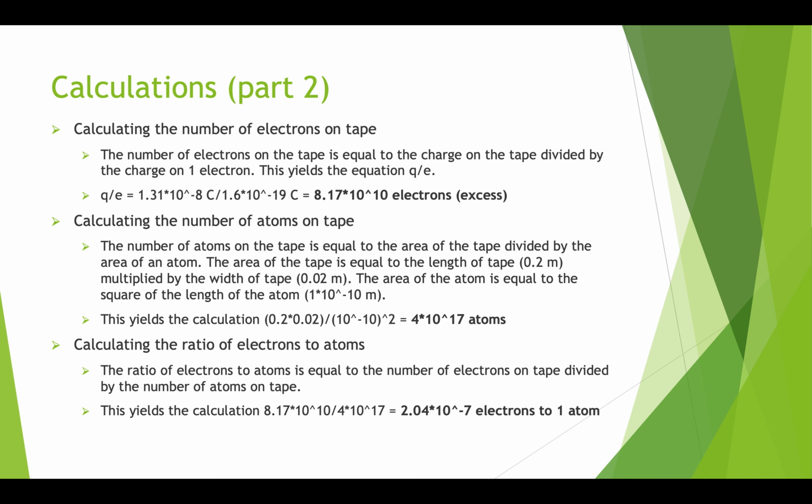Next, I calculated the number of electrons on the tape, which is equal to the charge on the tape divided by the charge on one electron. This is the equation Q divided by e, which led to the result of 8.17 times 10 to the power 10 electrons in excess. Then I calculated the number of atoms on the tape, which is equal to the area of the tape divided by the area of an atom, which led me to the result of 4 times 10 to the power 17 atoms.